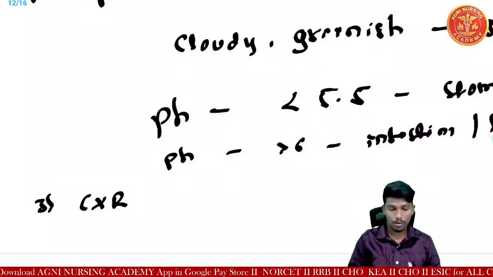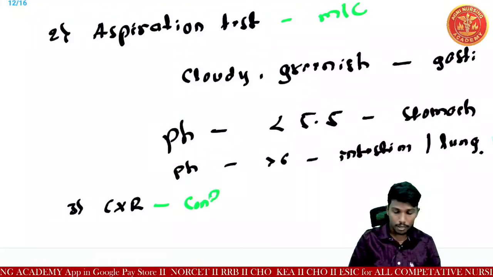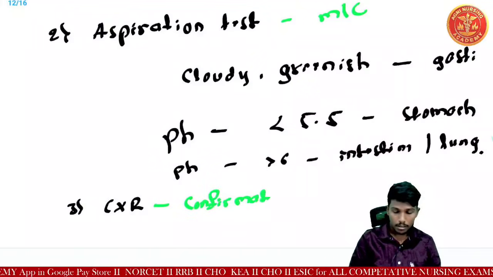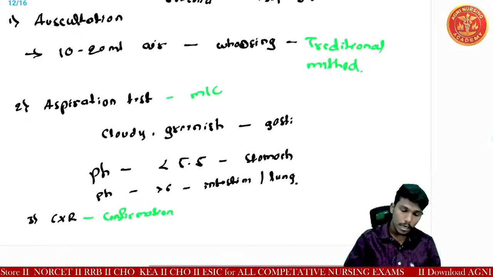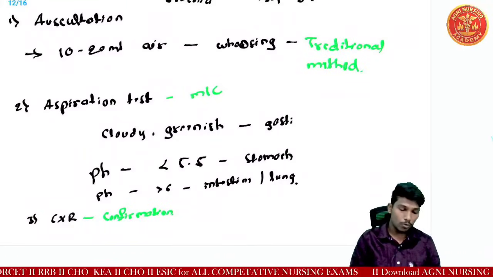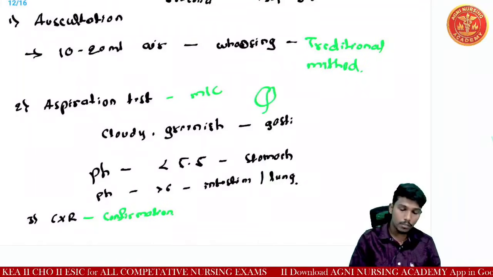It is in the stomach format. This is your placement. This is the confirmative. See in this explanation you can see the three questions: traditional method, auscultation, then the most commonly used aspiration test. Every time this one makes it a question.